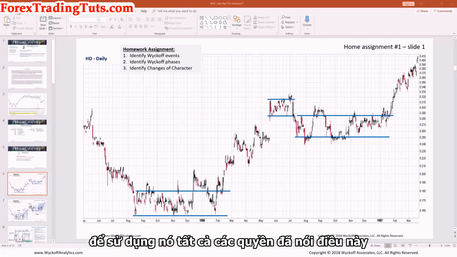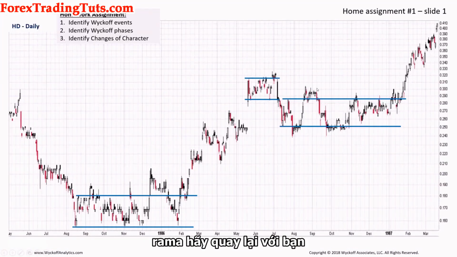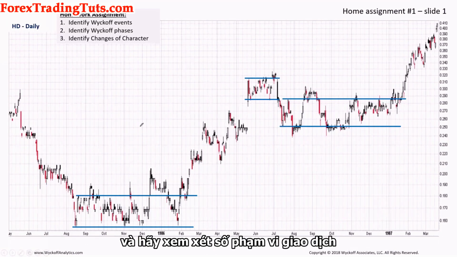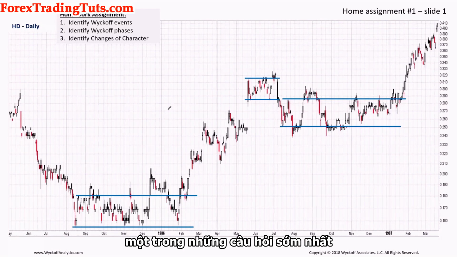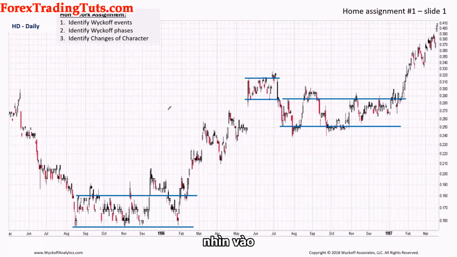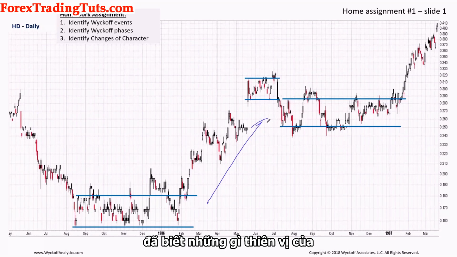Having said this, Rama, let's come back to you, and let's look at trading range number 1. So it's this one right here. One of the earliest questions in labeling that I ask students is, I want them to understand that when you look at the historical chart, you know already what the bias of the trading range is.